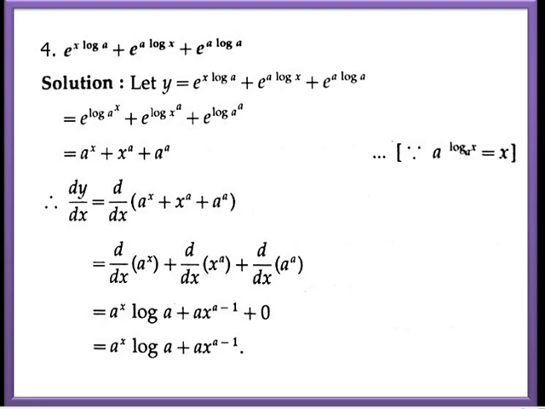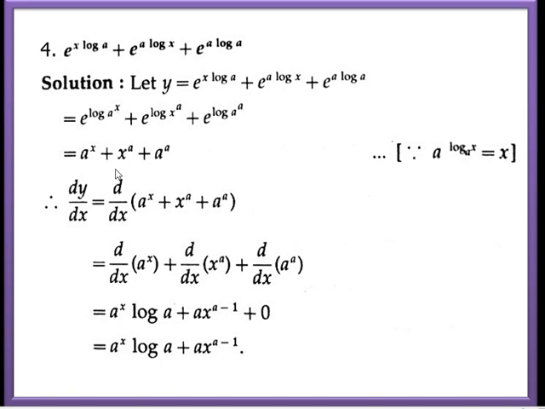Now basically the next one is not a problem on derivative, it is a problem on logarithm. In the last step only you have to use simple derivative formulae. Now in this sum, first we write e raised to x log a as what? E raised to log of a raised to x. Why? n log m is log of m raised to n. So all the three terms are written using this result. But note that a raised to log x to the base a is nothing but x. So use this result to get y as what? Simply a raised to x plus x raised to a plus a raised to a.